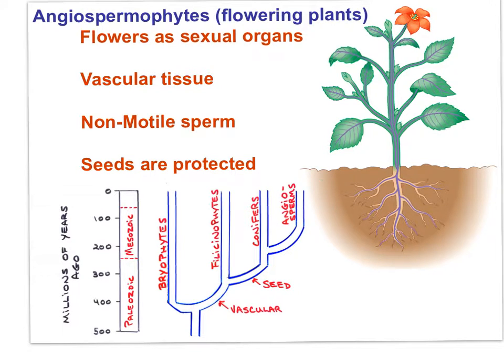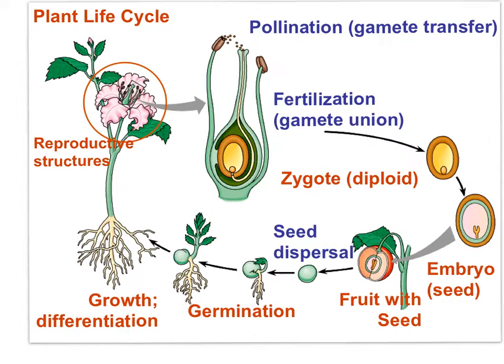Angiospermophytes also have a protected seed. Mosses and ferns do not produce seeds. Coniferophytes have a seed that is less well protected than angiospermophytes. Coniferophytes have what's called a naked seed.